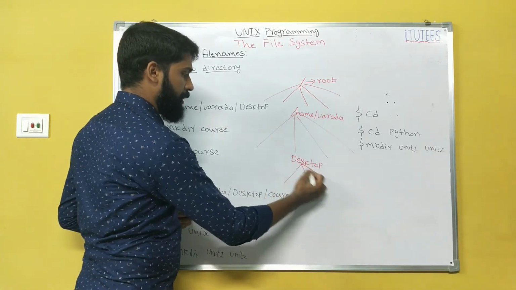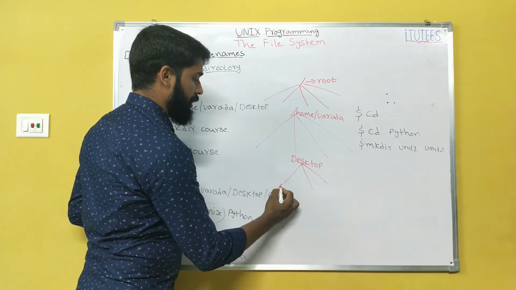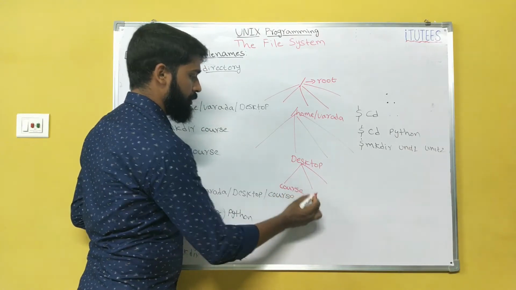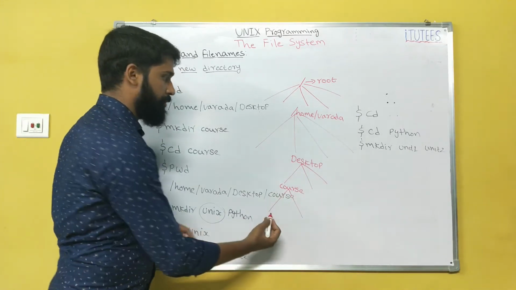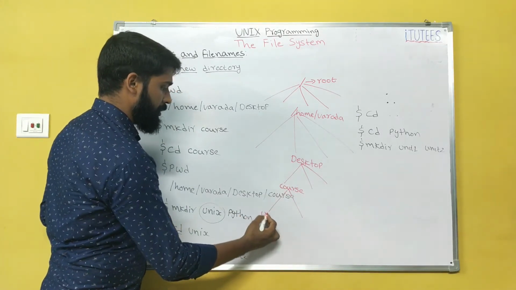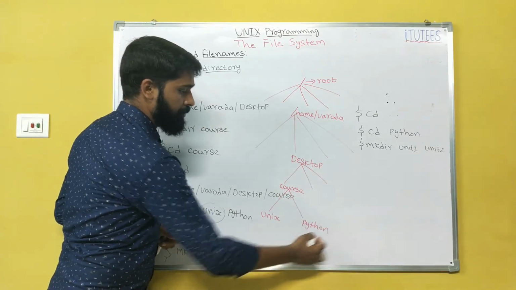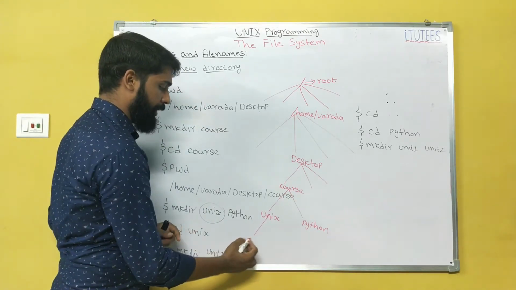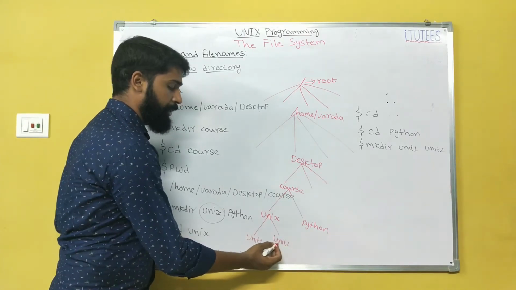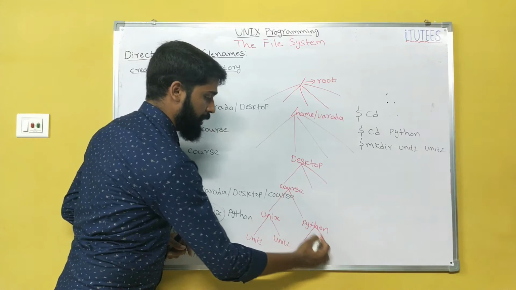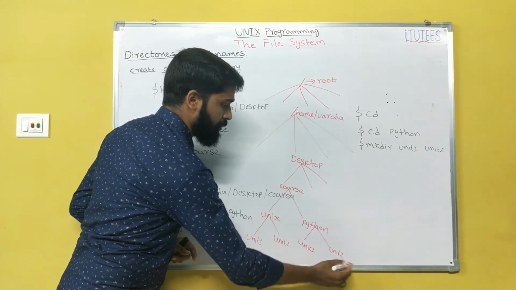In this desktop there are many subdirectories. One of the directories we created is course. In this course we create 2 subdirectories. One subdirectory name is Unix, another subdirectory name is Python. In Unix I create unit 1 directory and unit 2 directory. Similarly in Python also unit 1 and unit 2.